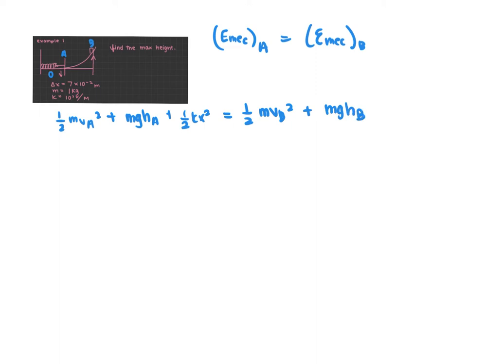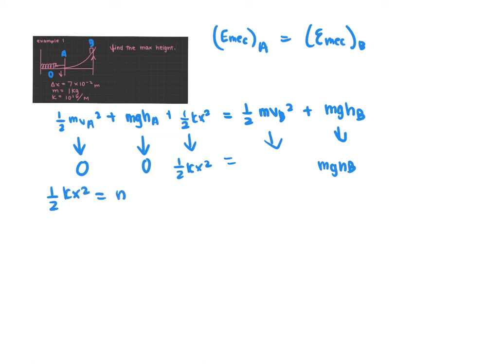mgh_b. Now we've already said based on how this is looking, the velocity is going to be 0. The height is also at 0. This is going to remain the same as 1/2 kx squared. This is also going to be 0, giving us still this unknown height of b. So we have here that 1/2 kx squared equals mgh_b.